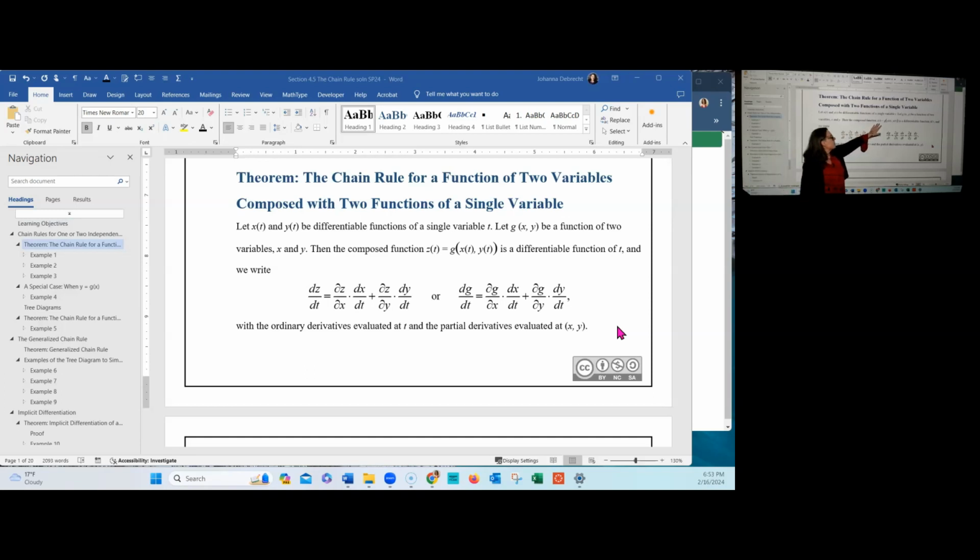Because z, the output of the function g, is ultimately a function of a single variable t, since both x and y depend only on t, then we can use the regular first derivative of z with respect to t, using the italicized letter d and not the partial symbol. However, to find the derivative of z with respect to t, we need to take the partial derivative of z with respect to x and multiply by the derivative of x with respect to t.